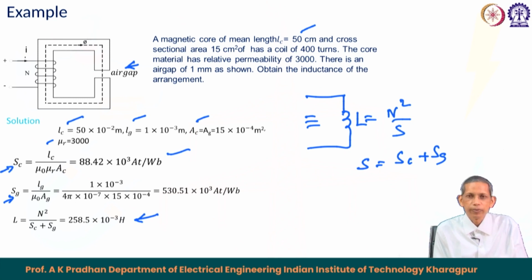So, we see that for such an electromagnetic arrangement with a coil, the corresponding inductance is proportional to number of turns square and inversely proportional to the reluctance of the path.